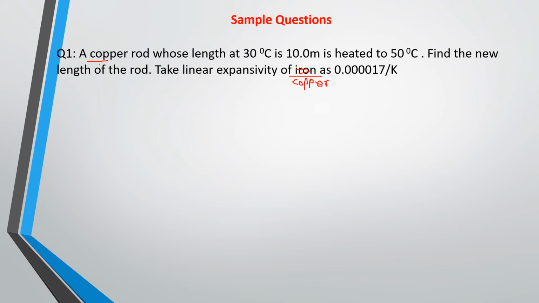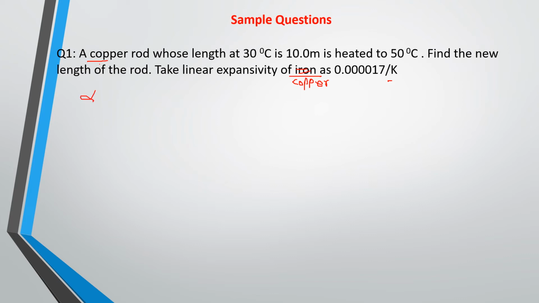Is that okay? So a copper rod whose length at 30 degrees temperature is heated to 50 degrees centigrade. Find the new length of the rod. Take linear expansivity of copper as 0.000017 per Kelvin. Okay, so what we can do first of all is just write the equation down.